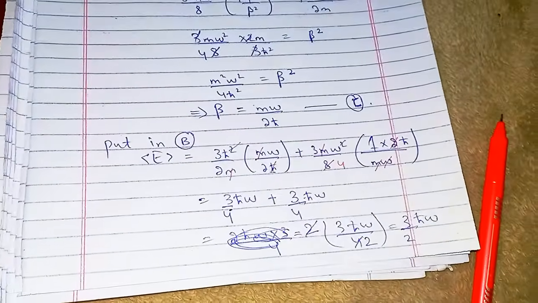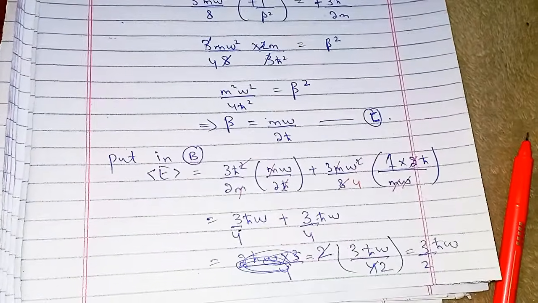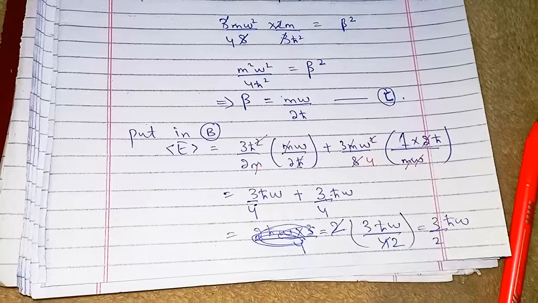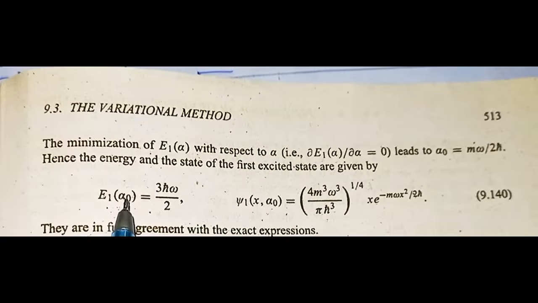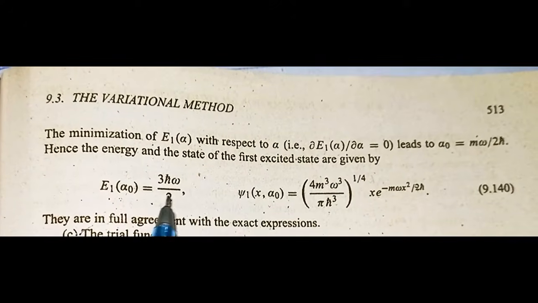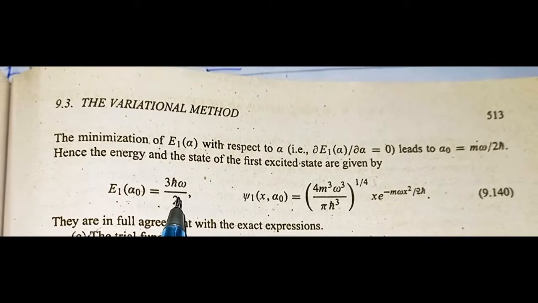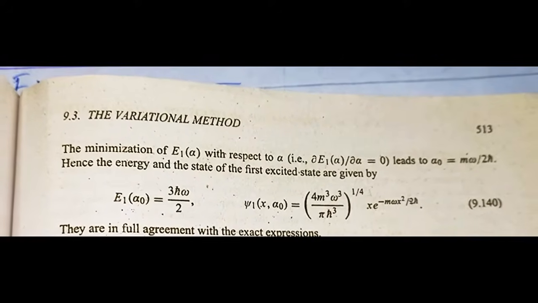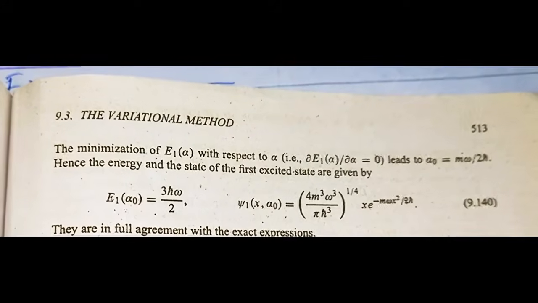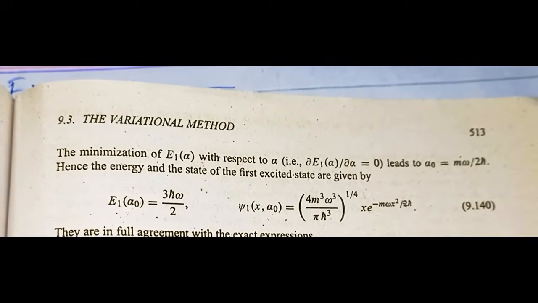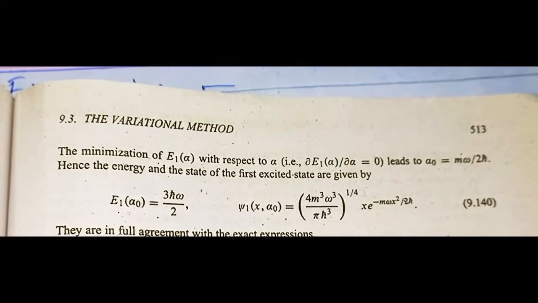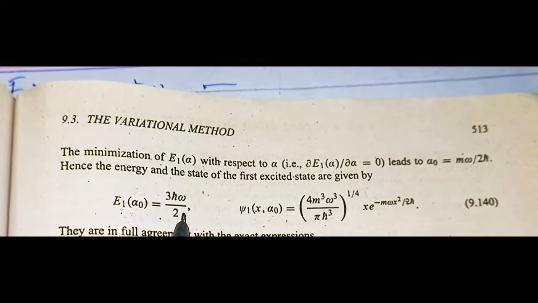That's the energy for the first excited state of 1D harmonic oscillator, and that's equal to the original value. Here we can see that this is the energy for the first excited state, and that is what we have got with our method as well. So we can confirm that the variational method and the trial wave function that we have used was the best one, and we did our best. So this is the first excited state energy.